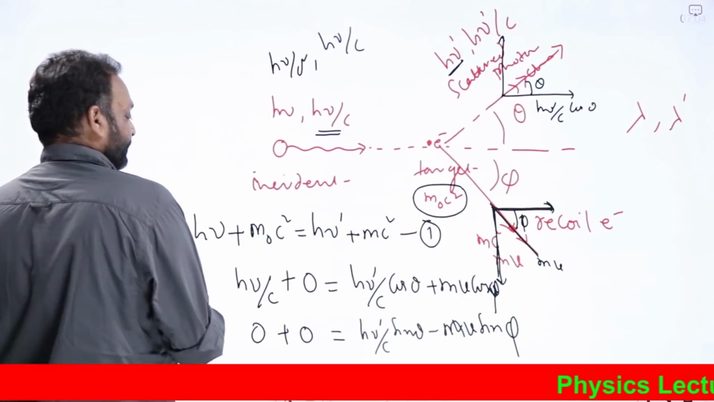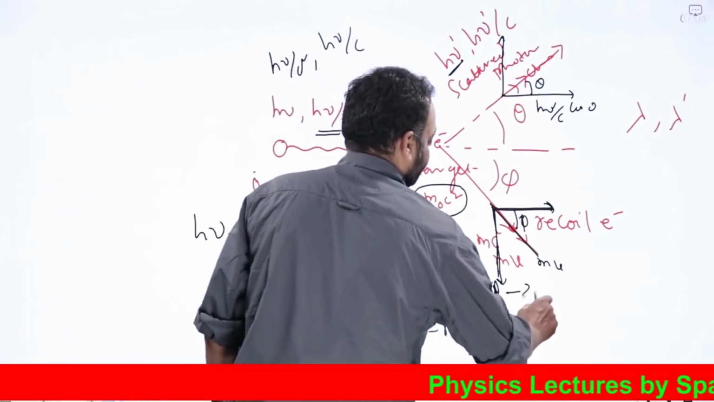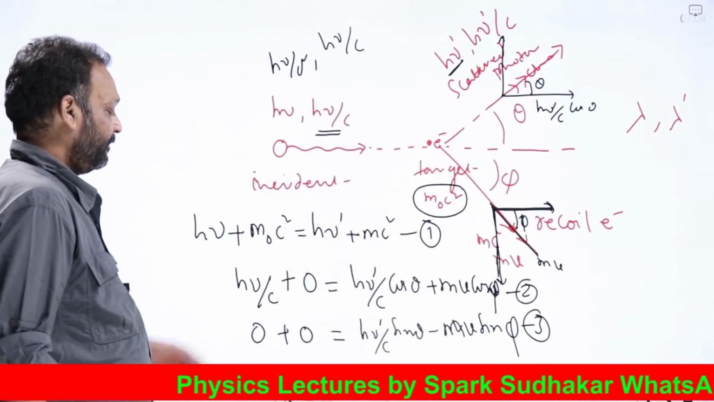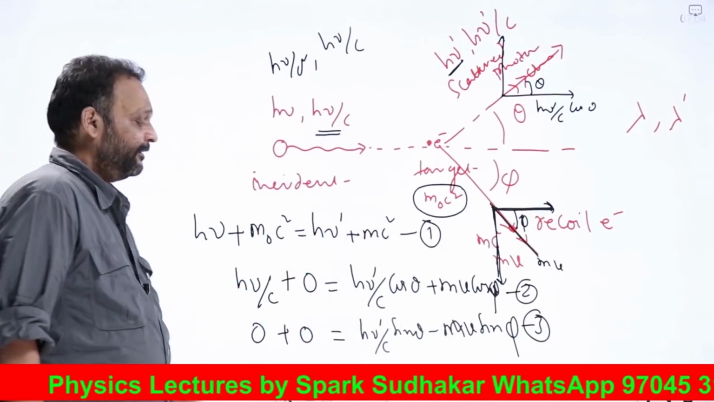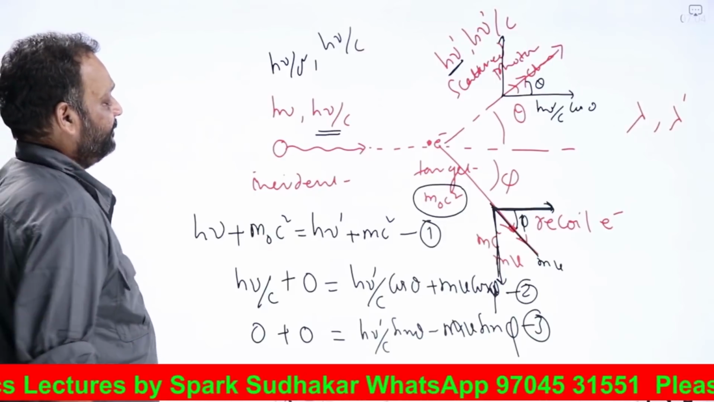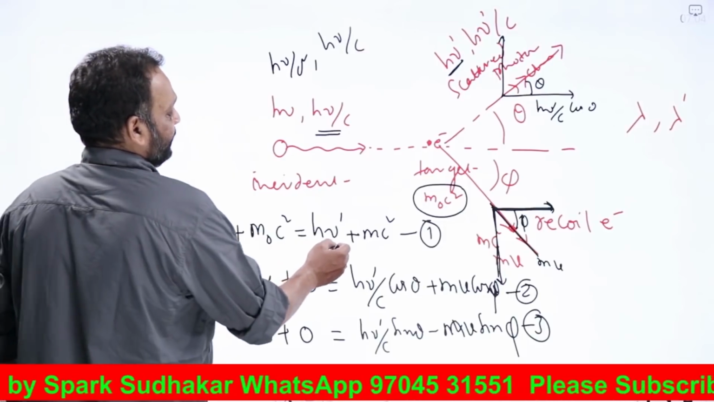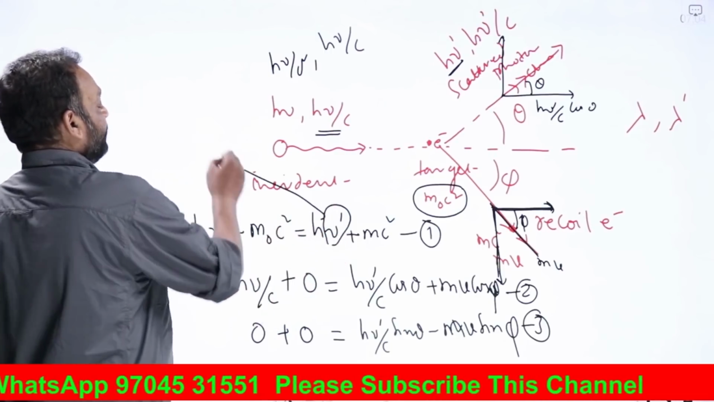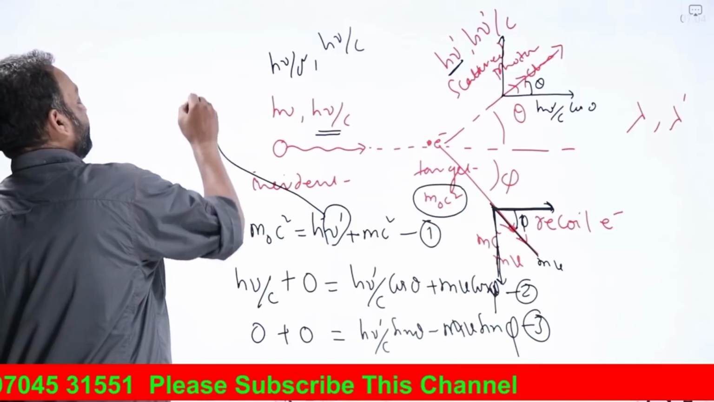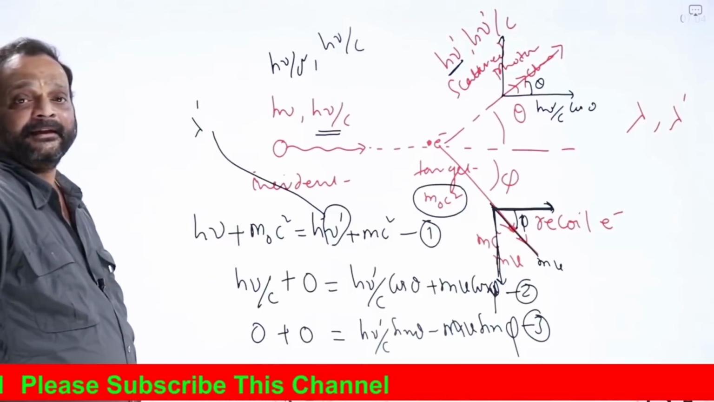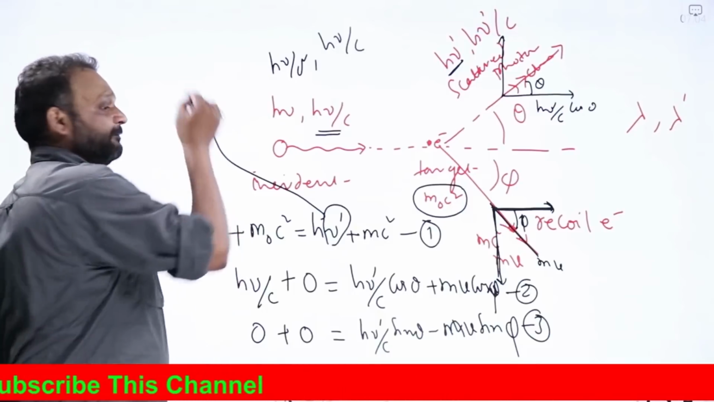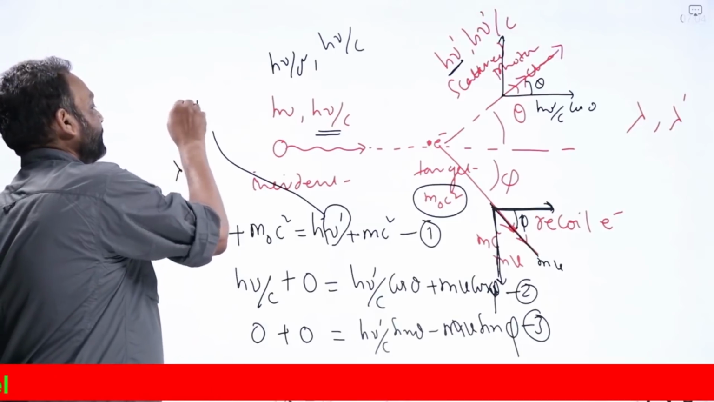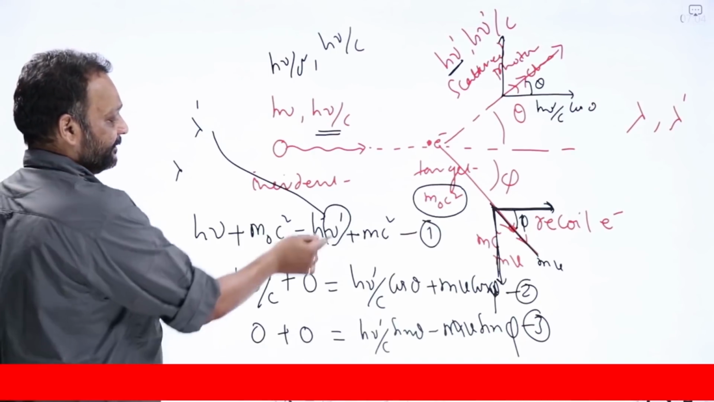So these are the three equations. One is due to conservation of energy, and the other two are the components of momentum along the x-axis and along the y-axis. Now what is our aim? Our aim is to find the frequency of the photon after the interaction. I want to find nu dash, or in terms of wavelength, I want to find what is happening to lambda, and how I get the final wavelength lambda dash. So our interest is in nu dash.